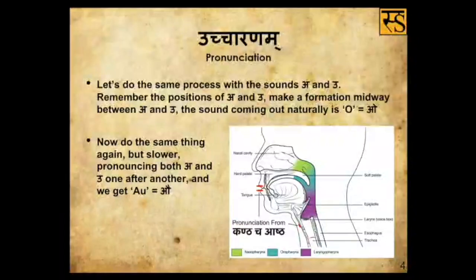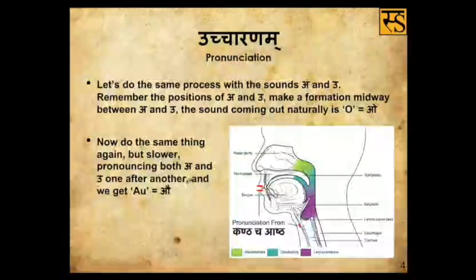Now, let's do the same process with the sounds of a and u. A is pronounced from the kantha, that is voice box, and u is pronounced from the oshtha or the lips. Remember the positions of a and u, and now make a formation midway between a and u. The natural sound that comes out is o. Again, o.